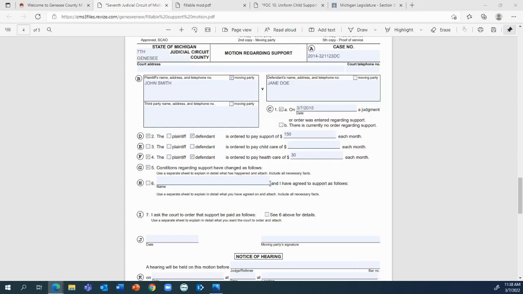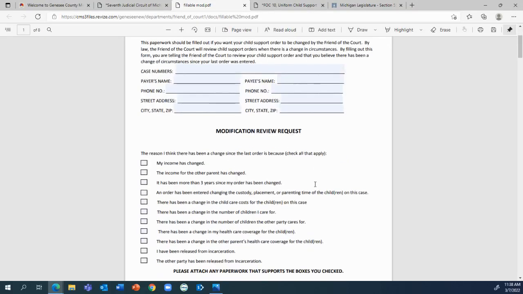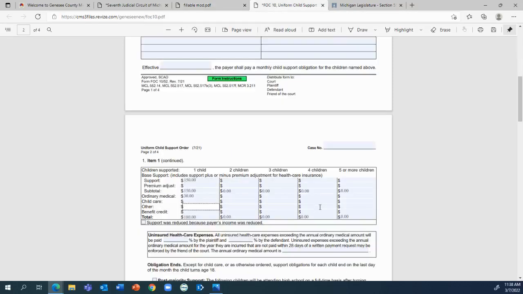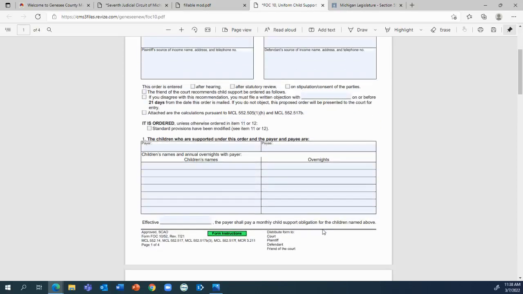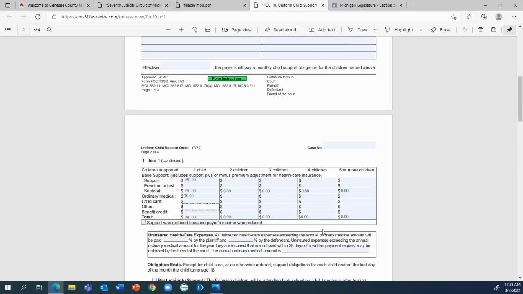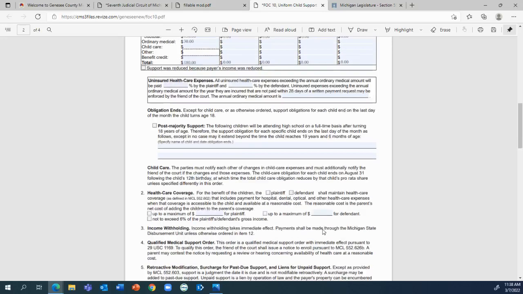So as a quick recap, you can use the motion regarding child support anytime you want to change the child support on your case. You also could use this modification review request anytime there's been a change in circumstances, which you can also use through our office. It's going to be key for you to be able to pull up your last known Uniform Child Support Order. If you don't have a copy of that, reach out to the Friend of the Court. We'll be happy to provide you with one. This is going to have a lot of the information you're going to need for filling out this motion packet, and also just a lot of information about your case. So it's important that you know how to do that.